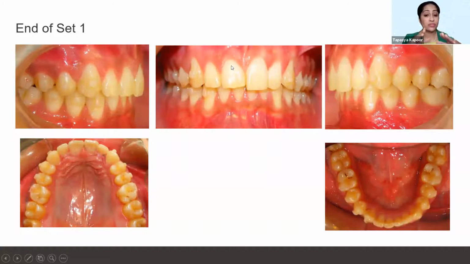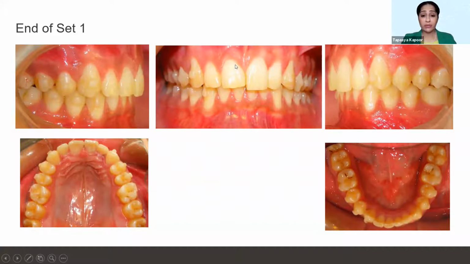Now, on this tooth, we had power ridges. And therefore, the power ridge helps more with torque rather than uprighting. So now we had to build in root uprighting or root control attachments so that I could get the uprighting in place. We did get a very good opening of the bite.